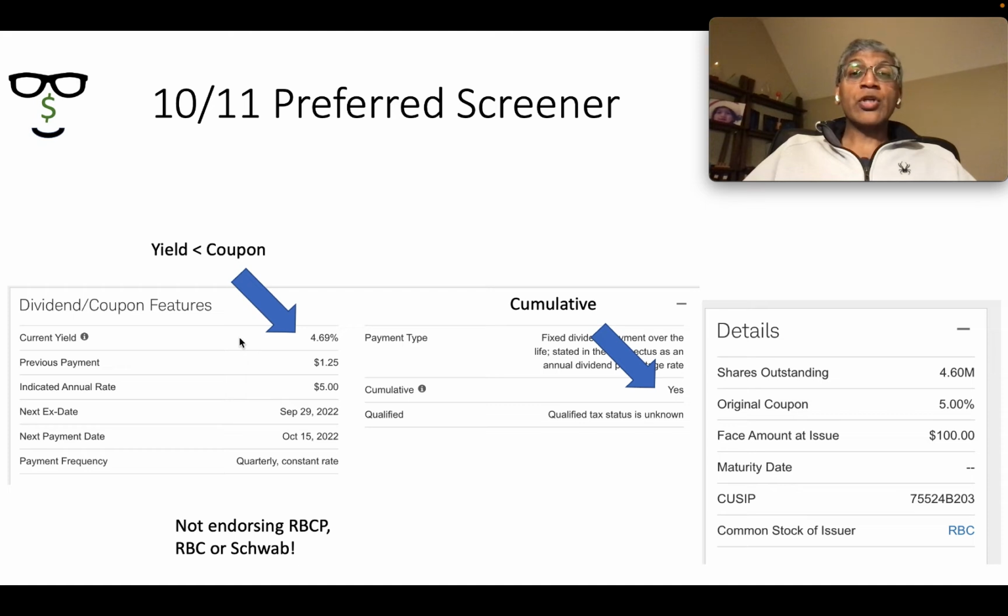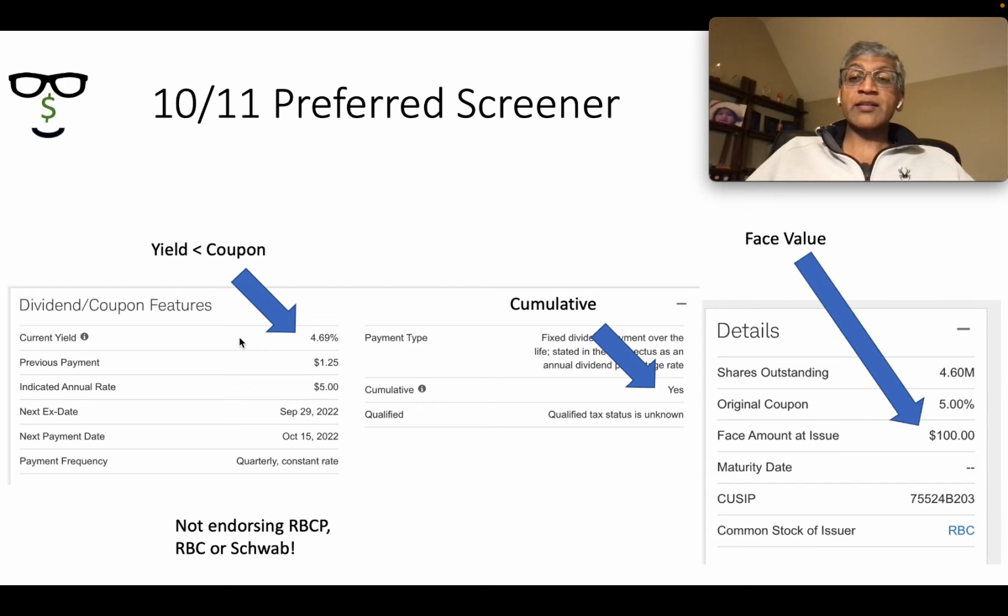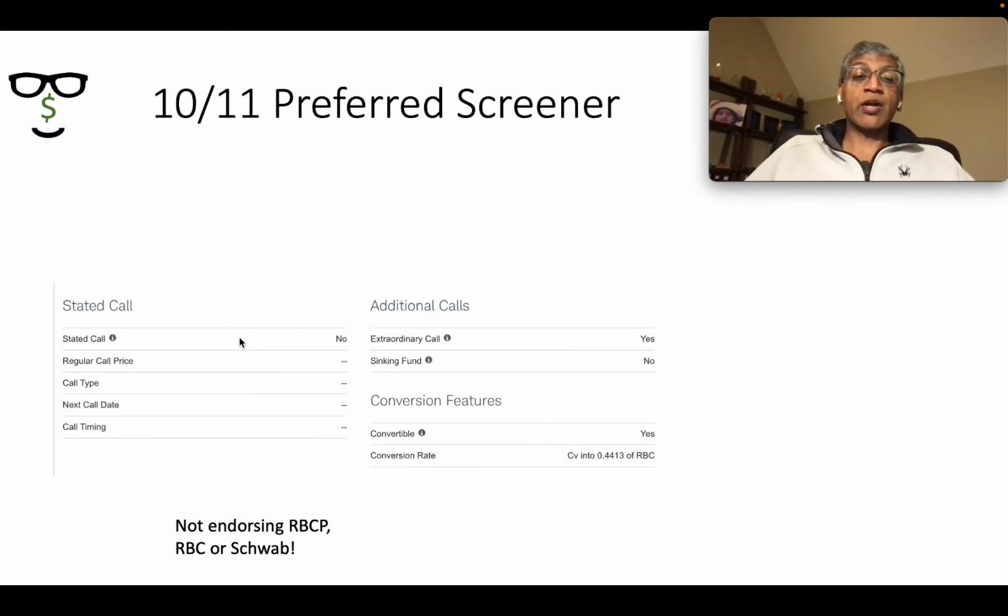We do want to make sure that we only get cumulative stocks in this particular scenario, so we're verifying cumulative equals yes. The face value is 100. What that means is on the maturity date, the stock will convert based on whatever the face value is at that time, the par value at that time, and that means it will convert at an equivalent of 100 even though you paid 105 for it. So it's very important that you understand that very clearly.